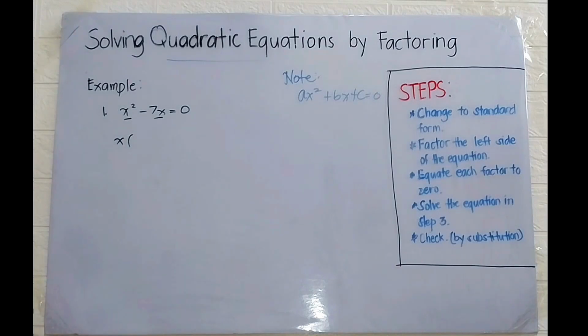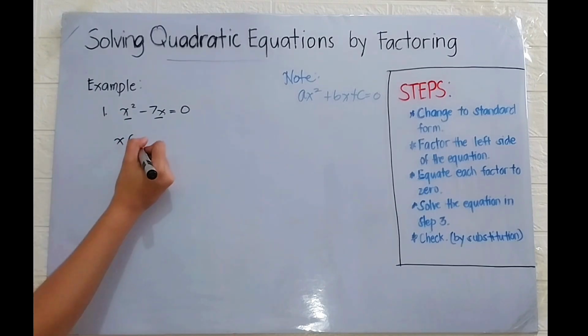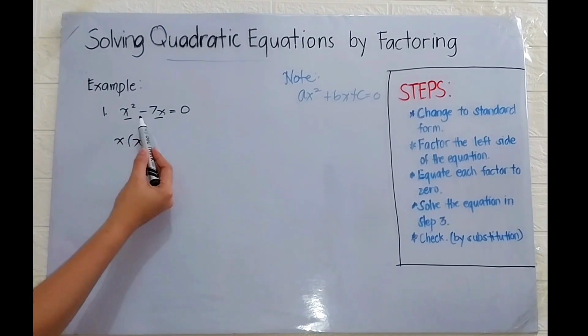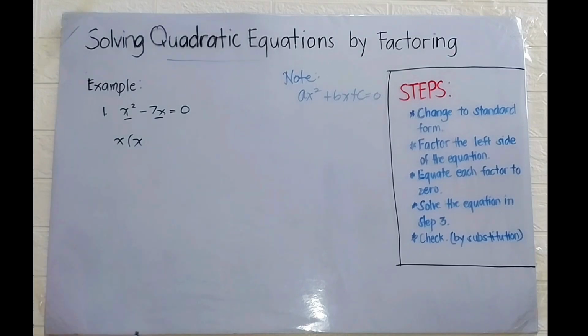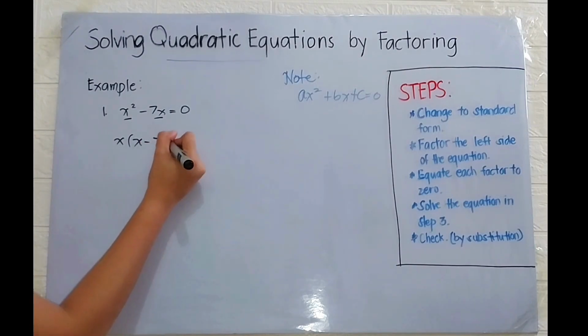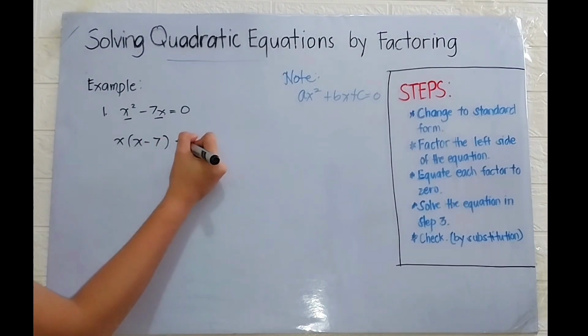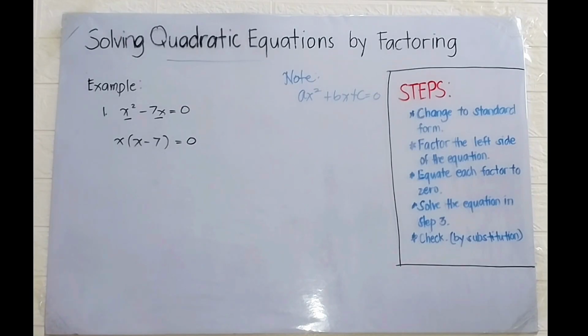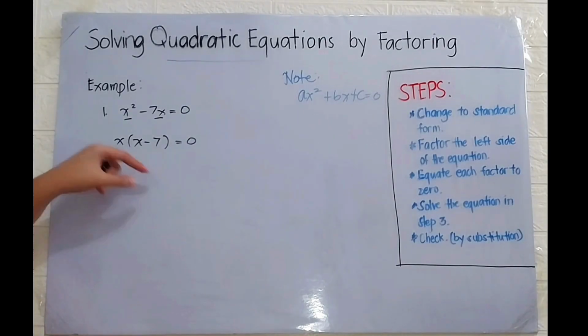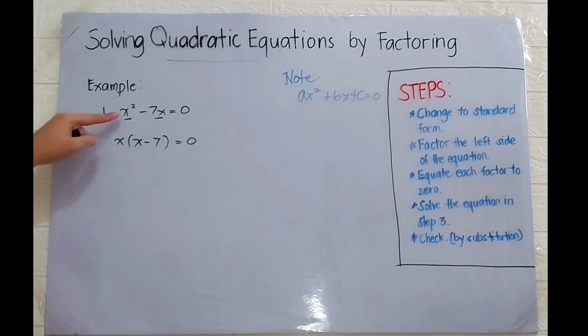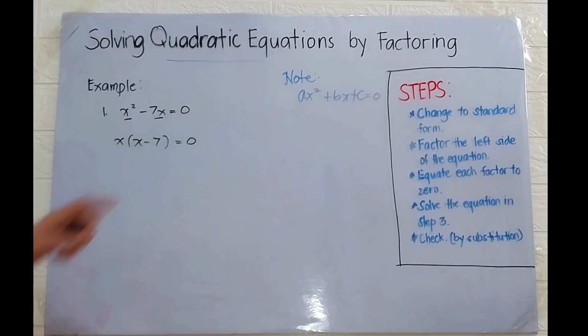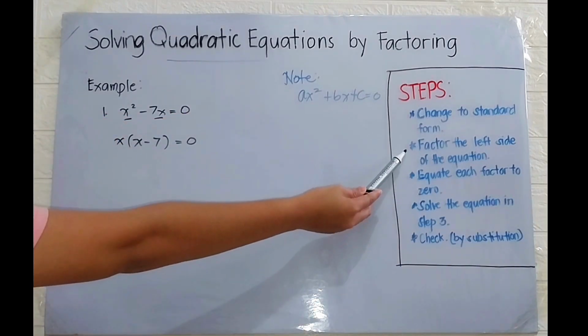Okay? So dividing both terms by the GCMF x, x squared divided by x is x. Negative 7x divided by x is negative 7. So let's put the equals to 0, the original given. So therefore, x times x minus 7 is the factored form of x squared minus 7x is equals to 0. We're done with the second step.